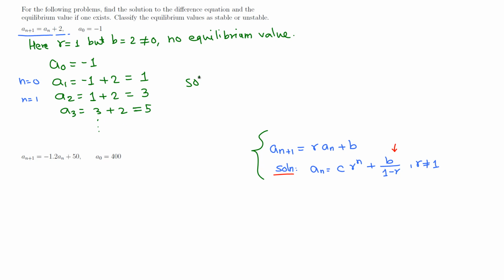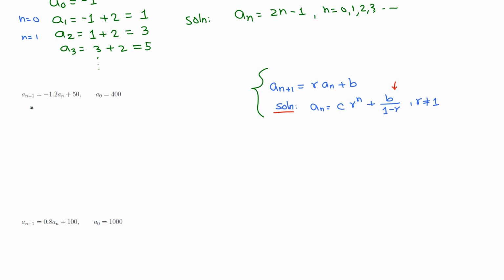Then the solution is just an a_n formula. So -1, 1, 3, 5, 7, those are odd numbers starting at -1. Odd numbers are 2n plus 1 if we start from 1, but it starts from -1. So 2n minus 1, n equals 0, 1, 2, 3, etc. So this is the solution. Okay, let's move to the next.